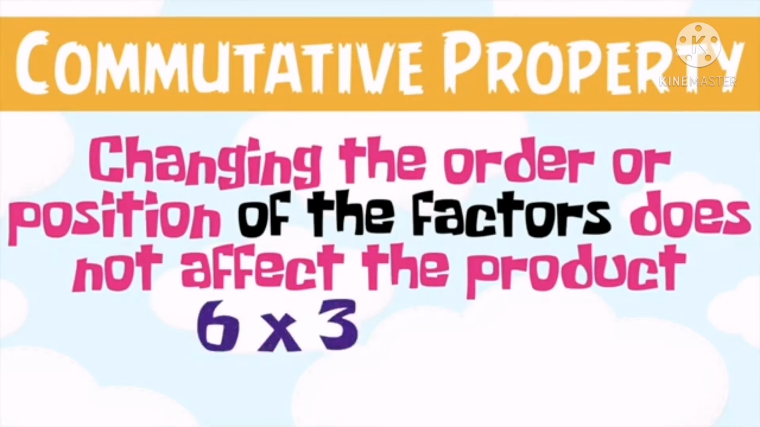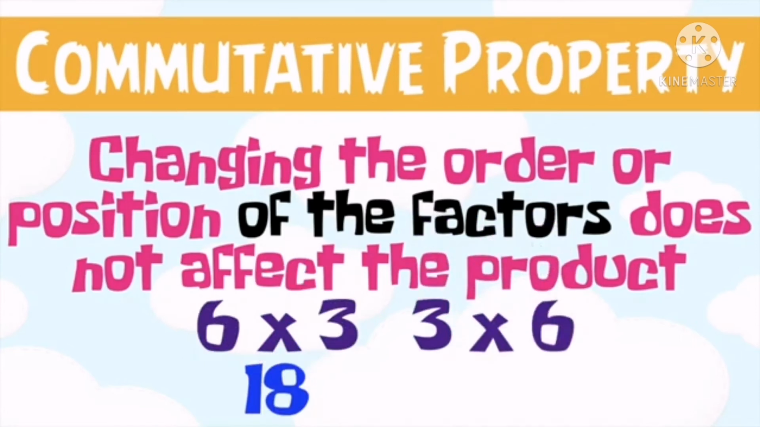Just like this, 6 times 3 is equal to 18. And 3 times 6 is also equal to 18. So using the commutative property of multiplication, 6 times 3 is equal to 3 times 6.